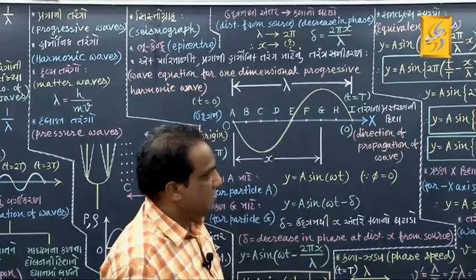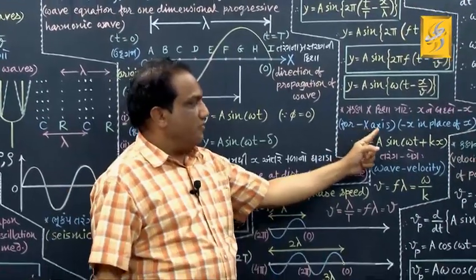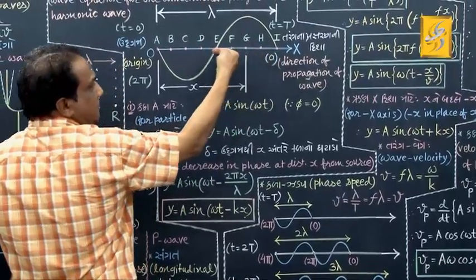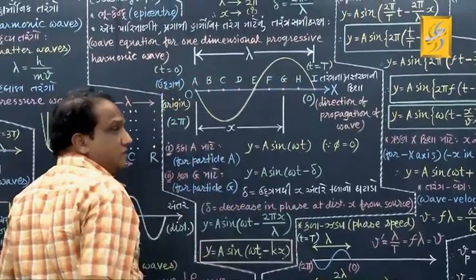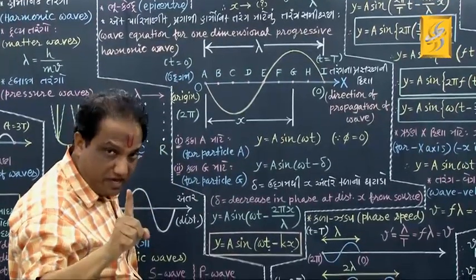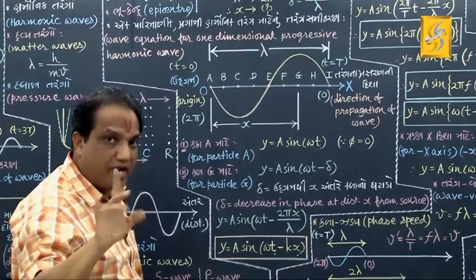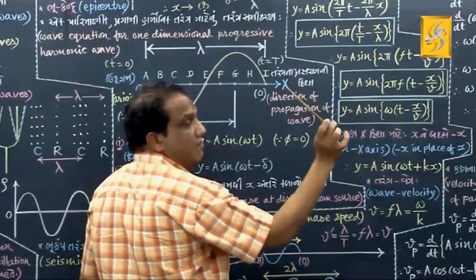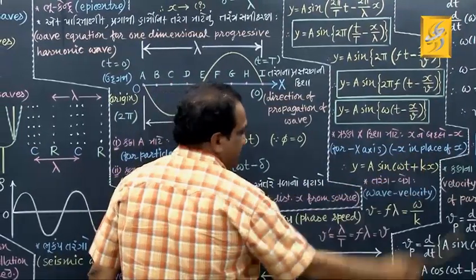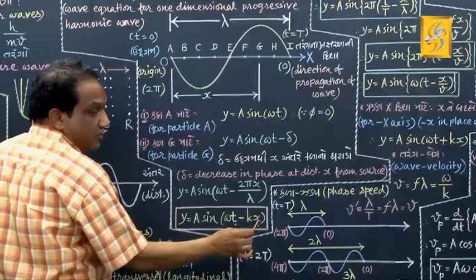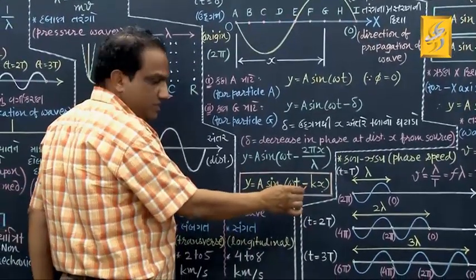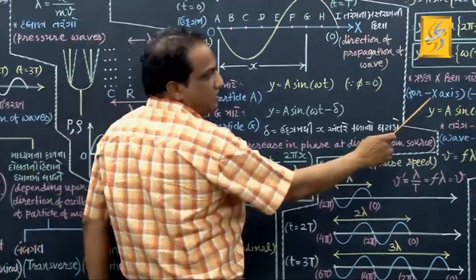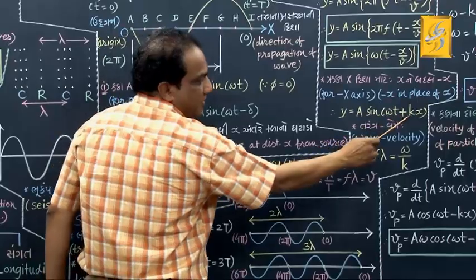Fine. Now let us talk about the negative x-axis. If the same wave propagates along this axis, towards the negative x-axis, then the only change that you have to make is replacing x by minus x. So write minus x in place of x. When you write minus x, minus will become plus. So you will get the wave equation y equals a sine omega t plus kx.